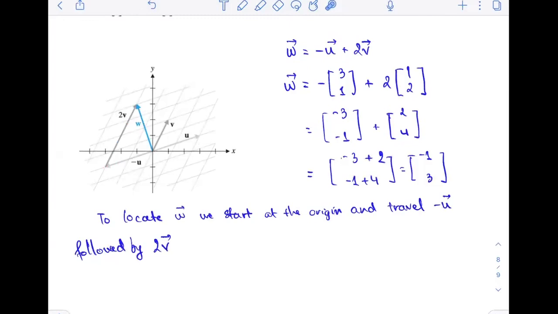And as you can see, the grid of the new coordinate axes U and V is tilted a little bit, because the vector U has the components (3, 1) and V has the components (1, 2). So the new grid is tilted a little bit.